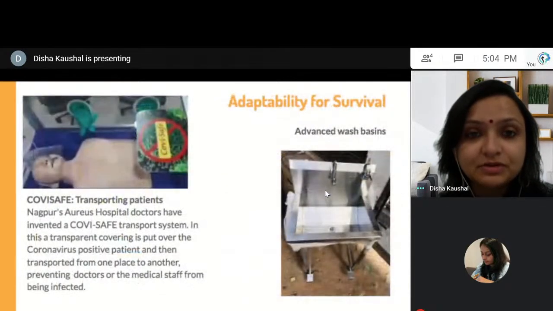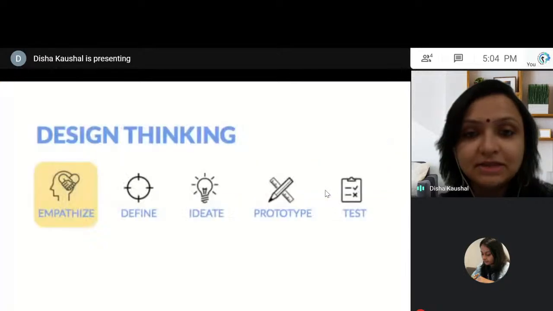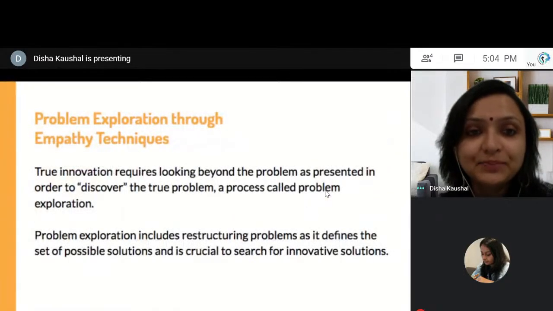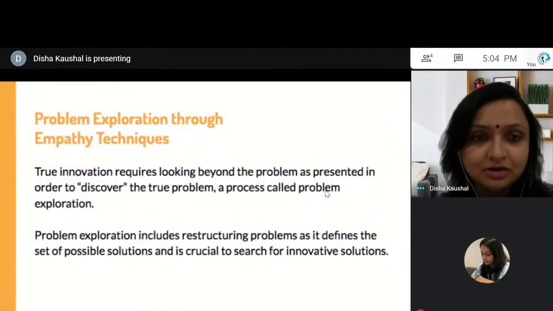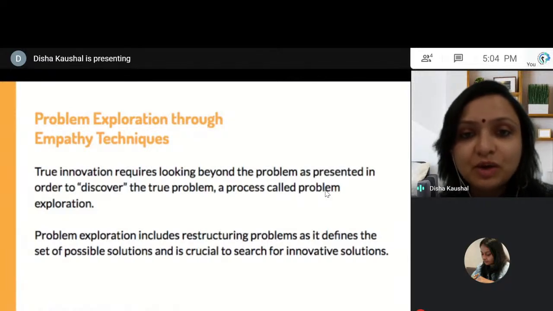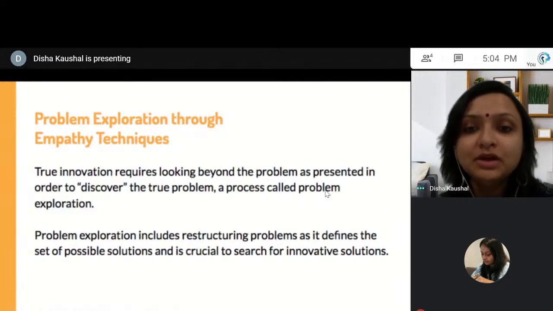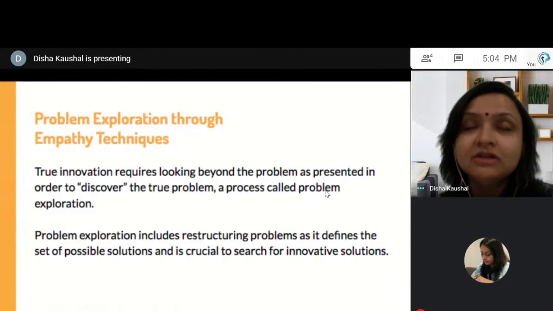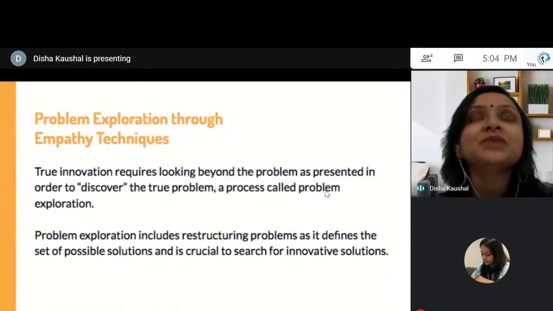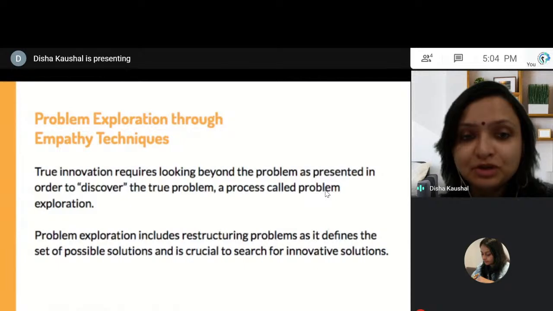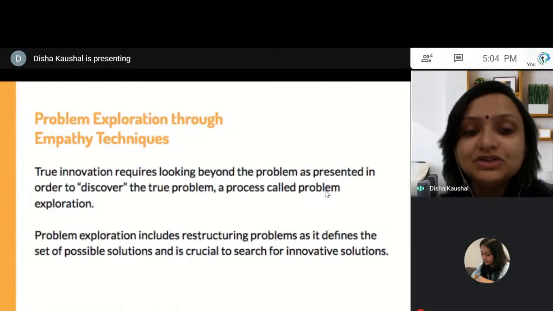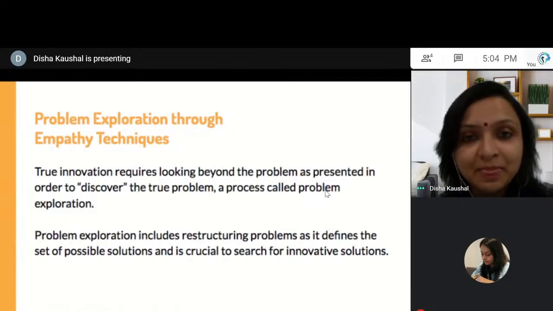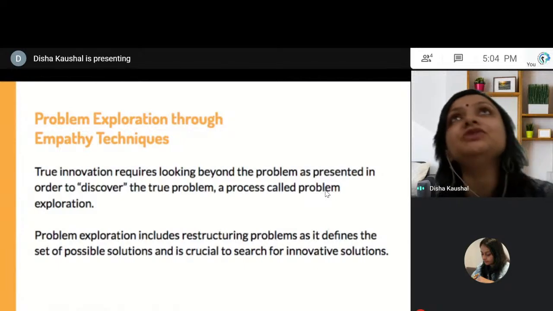Right. I had discussed these examples with you yesterday. So true innovation requires us to look beyond the problem as it is presented to us and discover the true problem, a process called problem exploration. I'll tell you why this entire process is both novel and extremely interesting and eye-opening. So I'll come back to this. But before this, let me take you through a case study.